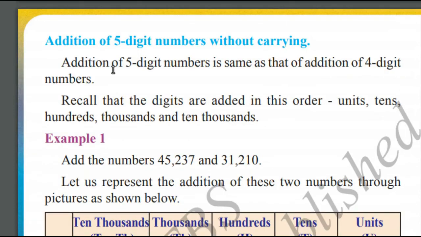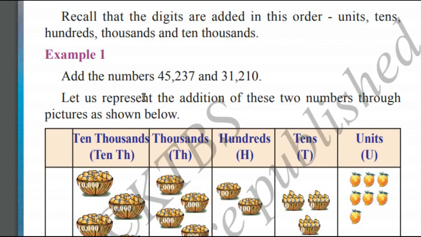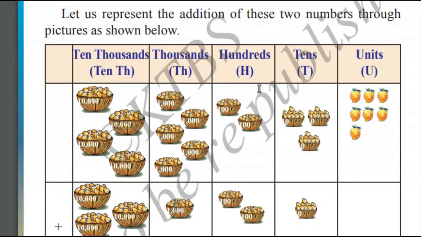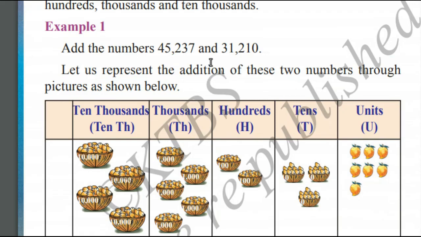Addition of 5-digit numbers without carrying. Let us see example 1. We need to add 45,237 and 31,210. We can represent 45,237 as 45,237. 7 is in the units place, 3 is in the tens place, 2 is in the hundreds place, 5 is in the thousands place, and 4 is in the 10,000s place.